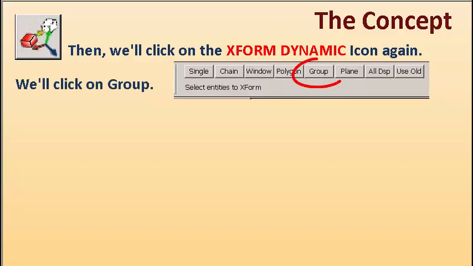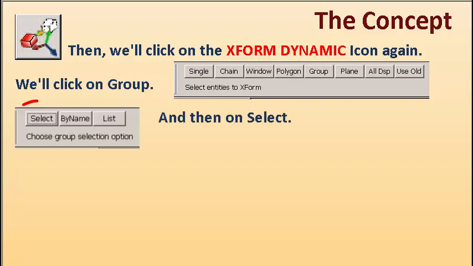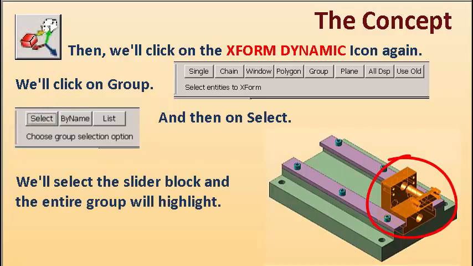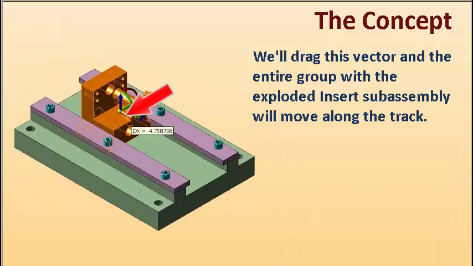We'll click on Group, and then on Select. We'll select the slider block, and the entire group will highlight. We'll drag this vector, and the entire group with the exploded insert subassembly will move along the track.